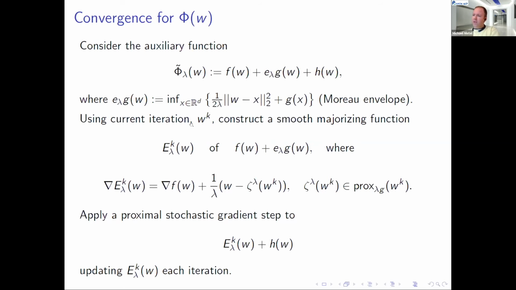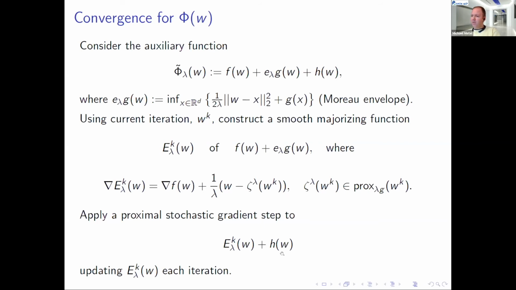But using the current iterate WK, we can construct a smooth majorizing function of f plus the Moreau envelope of G, which we call big EK lambda W. What this E looks like is not so important for us. What's most important is what its gradient is, and the gradient of E has this form. Comparing this to the gradient of F, it's not very much more to compute the gradient of E, given by our assumptions that the proximal operator is easy to compute. So we just have to do this prox operator and add this simple term. And now we have a gradient of some smooth majorizing function of F plus E. So we've returned back to a smooth function plus a non-differentiable convex function, just having two functions, a smooth and a convex one.